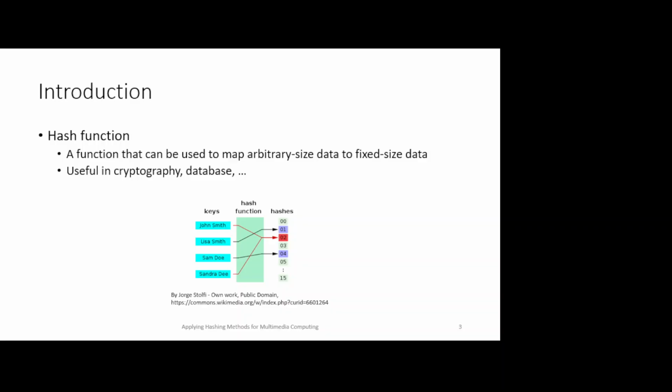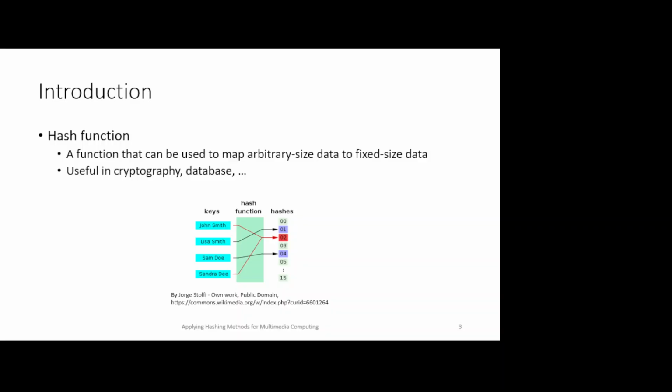First I'll give an introduction to the hash function. A hash function is a function that can be used to map arbitrary size data to fixed size data. Here is an example. You see we have several names. These names we can call keys. Now we want to convert them into hash values, or maybe like these personal IDs.